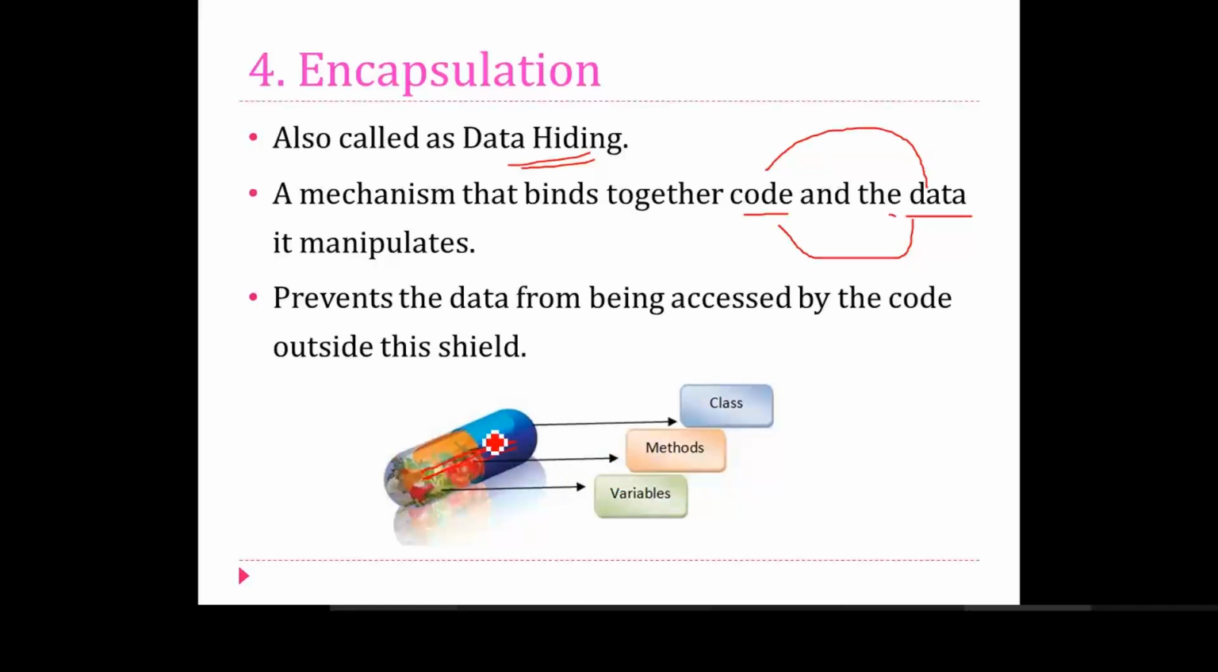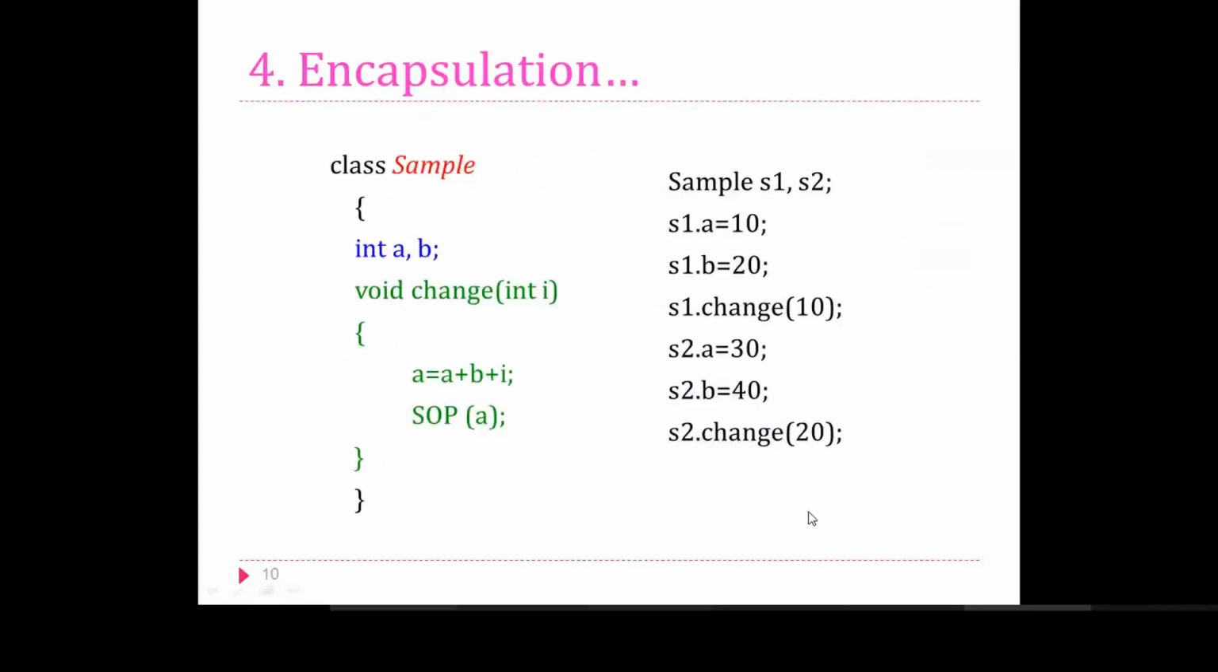So this cover is done by something called a class. Using a class, I'm able to cover the variables and methods in order to protect them. We can discuss this by using an example. This is a traditional example we have. I'm using Java code for this.